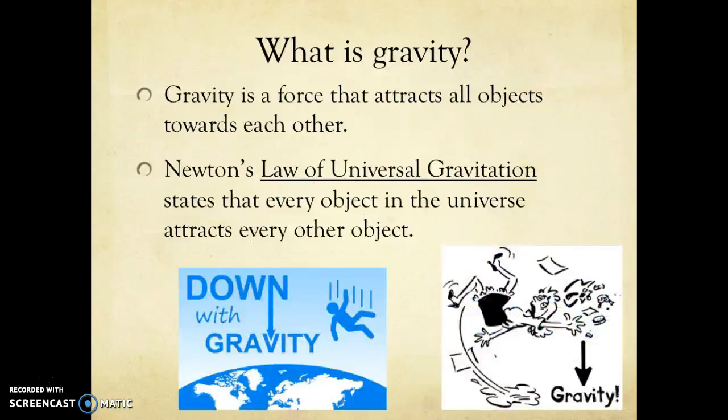First of all, what is gravity? Well, gravity is a force of attraction that attracts all objects towards each other. Newton's law of universal gravitation states that every object in the universe attracts every other object. Now, you might be thinking, well, if everything attracts everything, then why don't we see everything sticking together like magnets? Well, there's a few reasons behind that, and we'll get to that in just a moment.